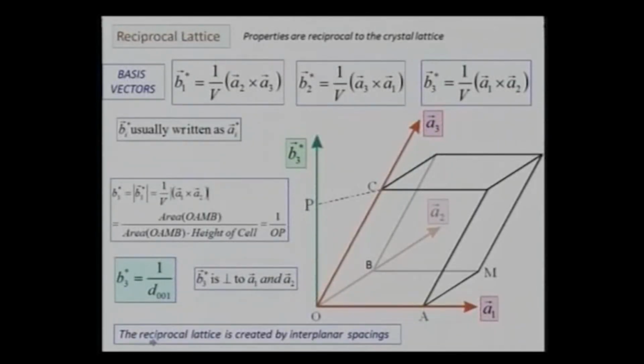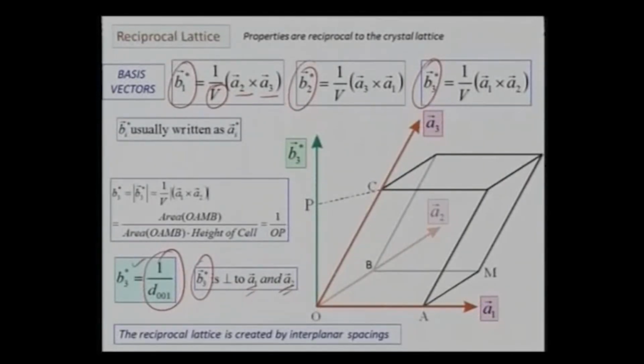Or the basis vectors in 3 dimensions can also be defined by the cross product of the other two. So my B1 star becomes A2 cross A3 divided by V, where V is the volume, or B2 becomes A3 cross A1 by V, and B3 becomes A1 cross A2 by V. And again, B3 is the reciprocal interplanar spacing, and B3 will be perpendicular to both A1 and A2.